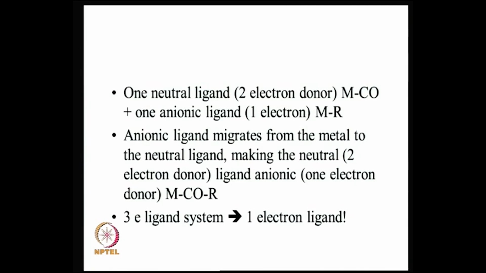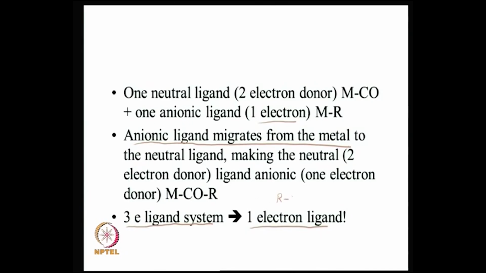If you have a neutral ligand, a 2 electron donor like carbon monoxide, you have an anionic ligand, or if you use the neutral method, then you talk about it as if it is a 1 electron donor. Then the principle is that the anionic ligand migrates from the metal onto the neutral species. So, carbon monoxide is a neutral species and the anionic ligand is migrating onto the carbon monoxide. Initially, we have a total of 3 electrons on the ligand, which is being donated to the metal. At the end of the reaction, on the neutral electron counting procedure, we end up with a 1 electron ligand, that is the RCO group.